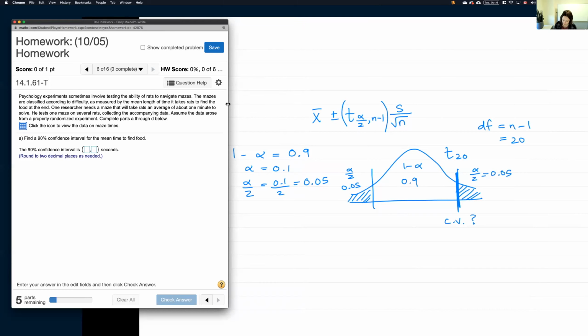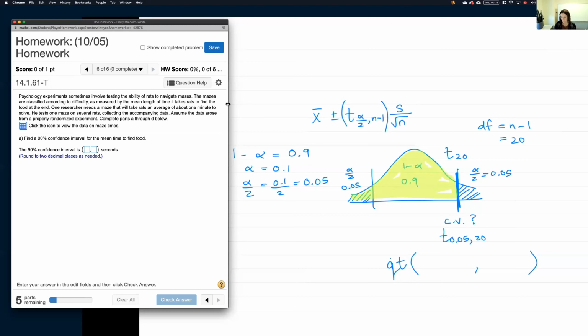This value here is t of 0.05, 20, comma 20. And we can get that in R using qt. Q because we want a quantile, or a specific value that falls on the t distribution, and t because this is a t distribution. qt always wants the area to the left, so it wants this area in here.